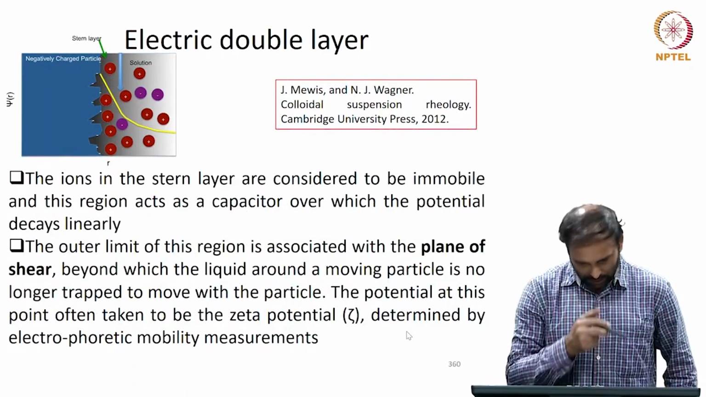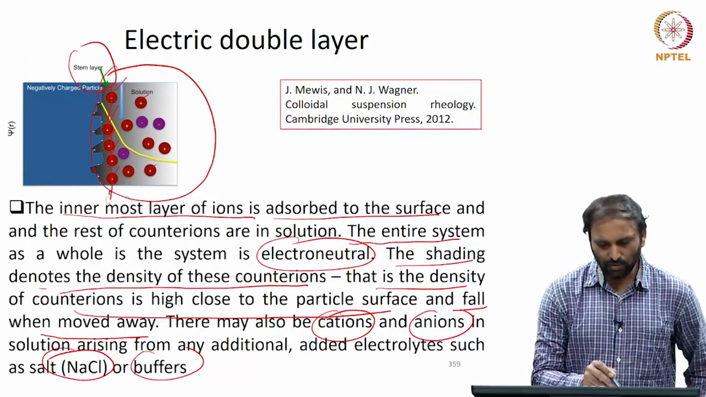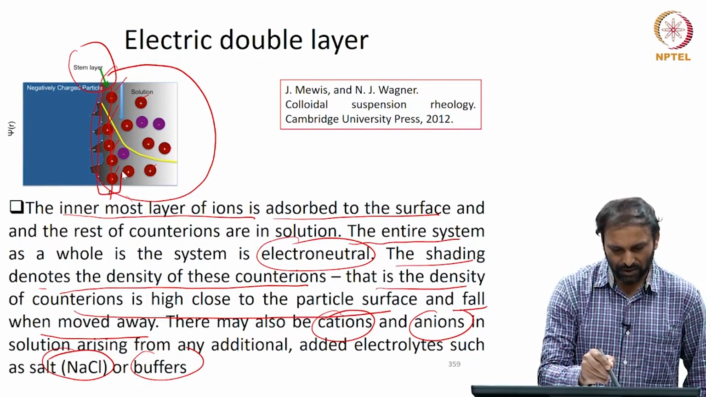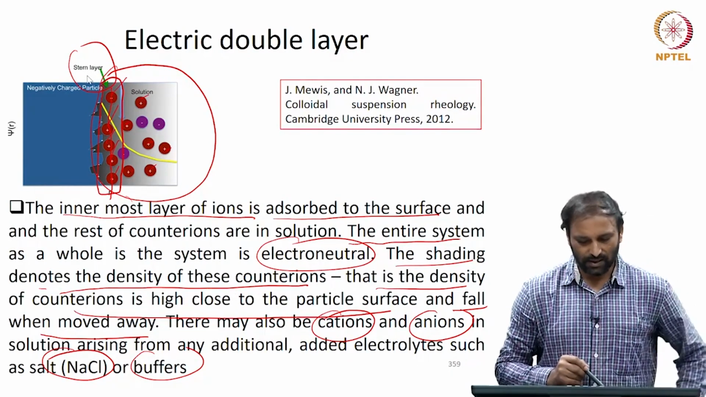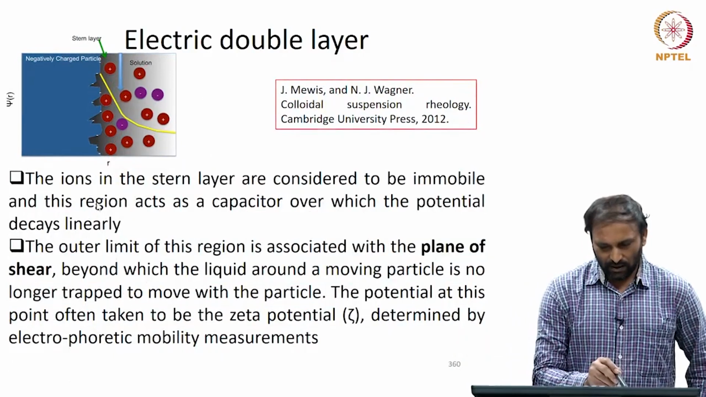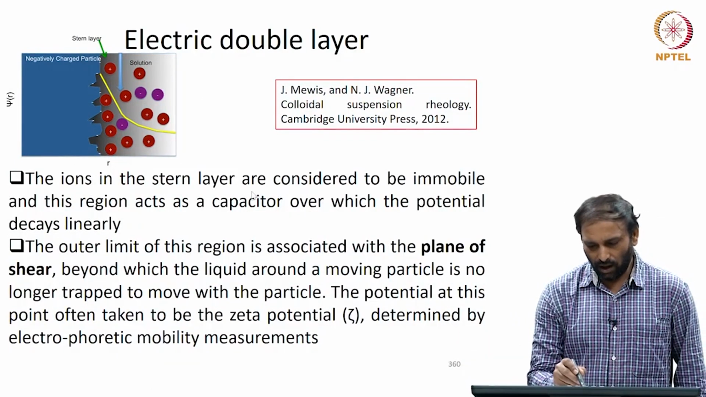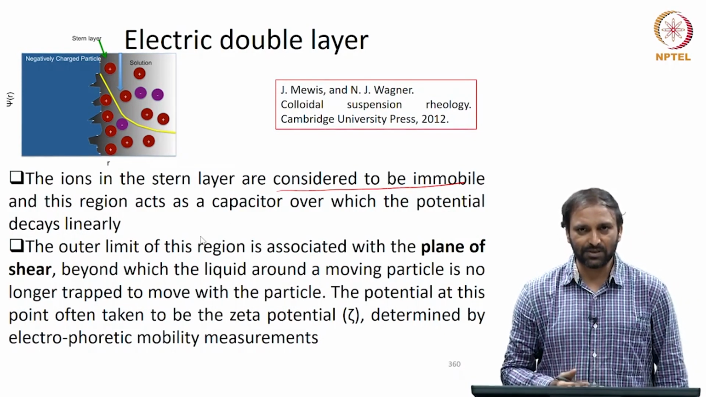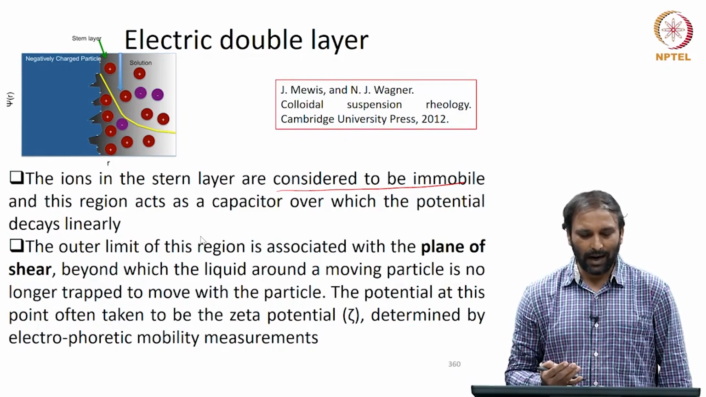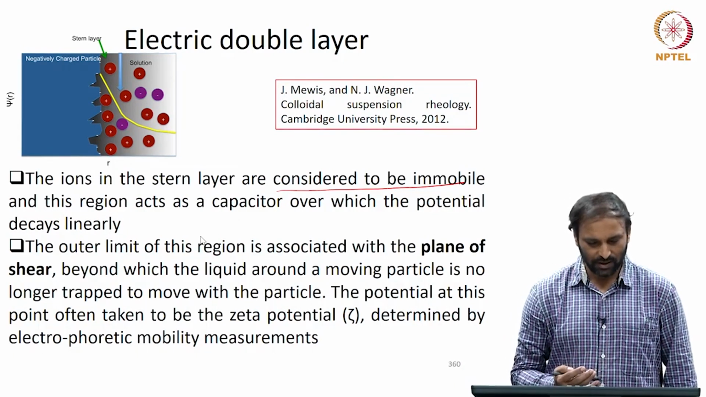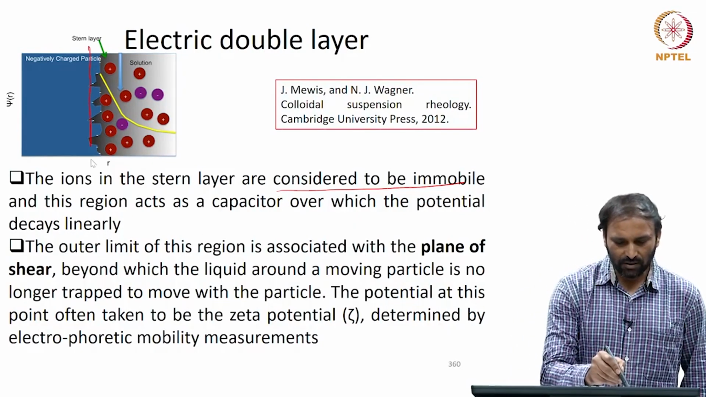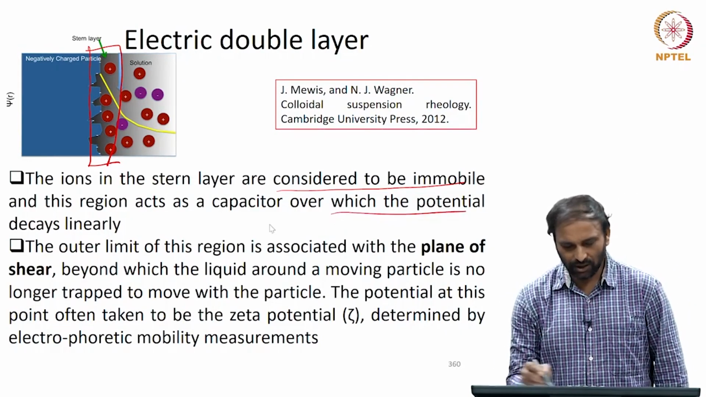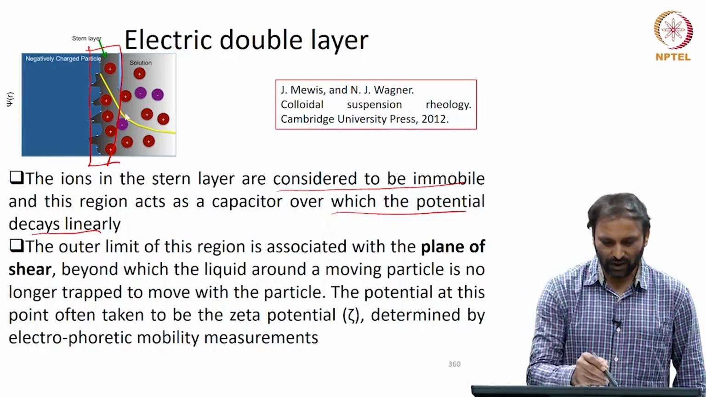And so this innermost layer of ions that is adsorbed close to the surface, the region that corresponds to this innermost layer of ions is what is called a Stern layer. So the ions in the Stern layer can be considered to be immobile. That means for all practical purposes they are adhered strongly onto the particle surface, and therefore this region essentially acts more like a capacitor over which the potential varies linearly with separation distance. That is what is shown here.